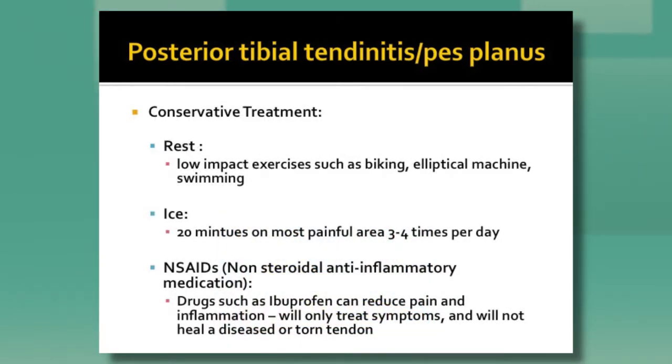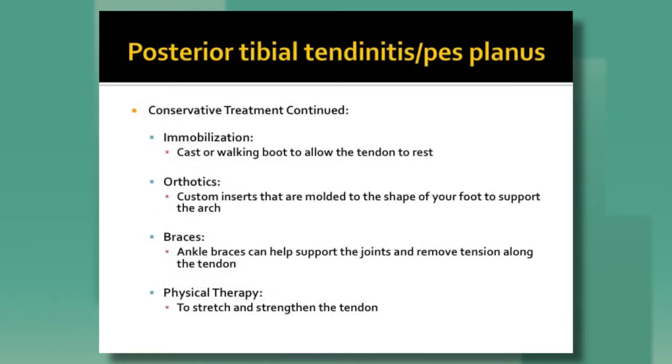Conservative treatment options include low impact exercises like biking, elliptical, or swimming. Ice, no heat. Heat will cause inflammation. Non-steroidal anti-inflammatories if they're safe to take for you. Immobilization in a walking boot or a lace-up ankle brace. A lot of times most individuals respond well to a lace-up ankle brace or an accommodative orthotic in their shoe.